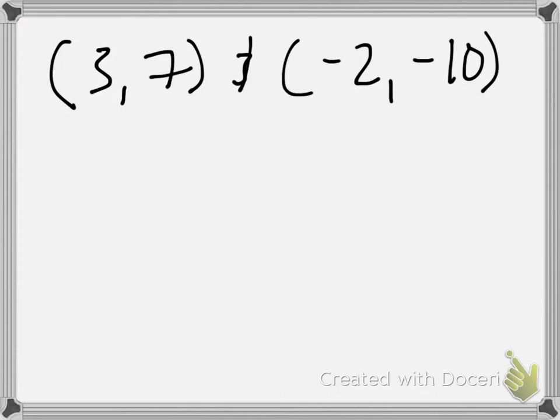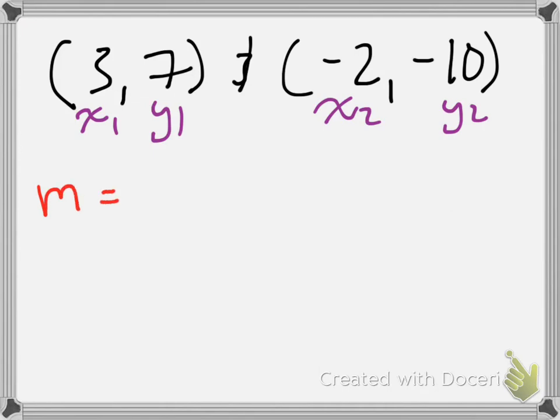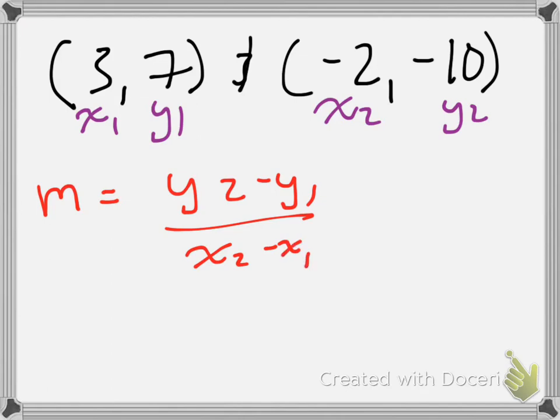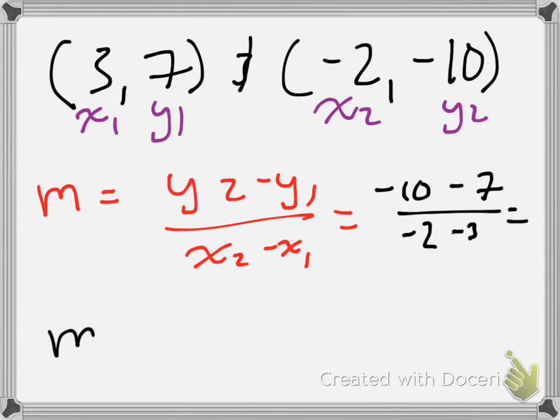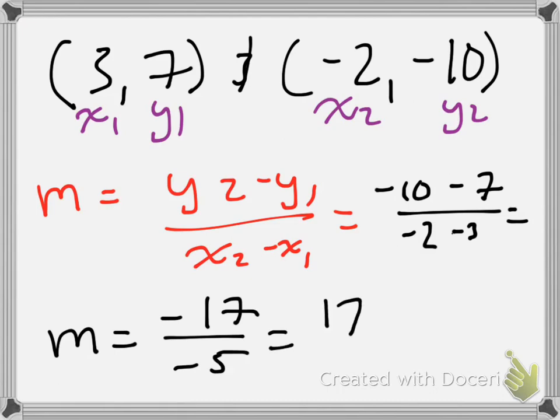For this one, same deal, label x1, y1, x2, y2. I recommend doing this every single time, writing out the slope formula. So m equals y2 minus y1 divided by x2 minus x1, and now we substitute in. I get negative 10 minus 7 divided by negative 2 minus 3 equals, m is going to be negative 17 divided by negative 5. That's messy, that's sloppy, so I'll just leave it at 17 over 5.